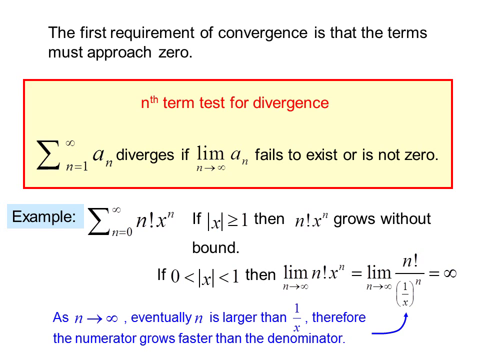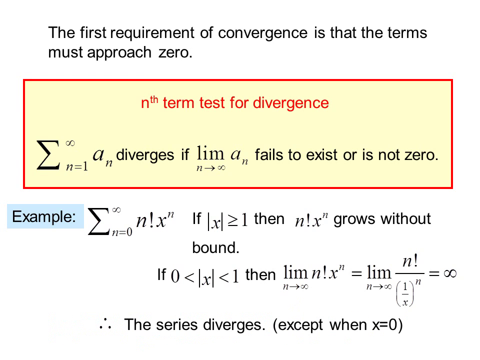Note that as n approaches infinity, eventually n is larger than 1 over x, therefore the numerator grows faster than the denominator. Therefore, the series diverges, except when x equals 0.